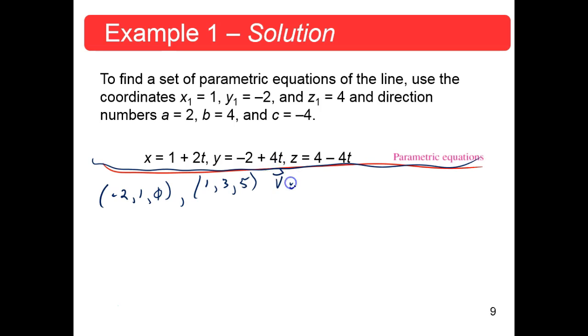I'll name it V. See, these are points, they're in parentheses. Vectors are in angle brackets. So you subtract them. Yes, subtract the components. 1 minus a minus 2, that'd be 1 plus 2 is 3. 3 minus 1 is 2. And 5 minus 0 is 5.